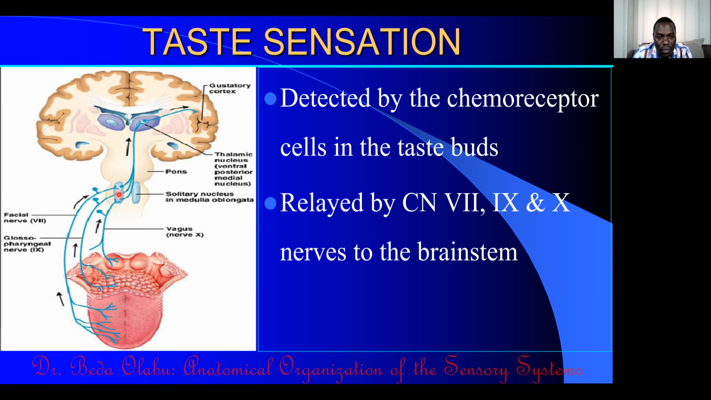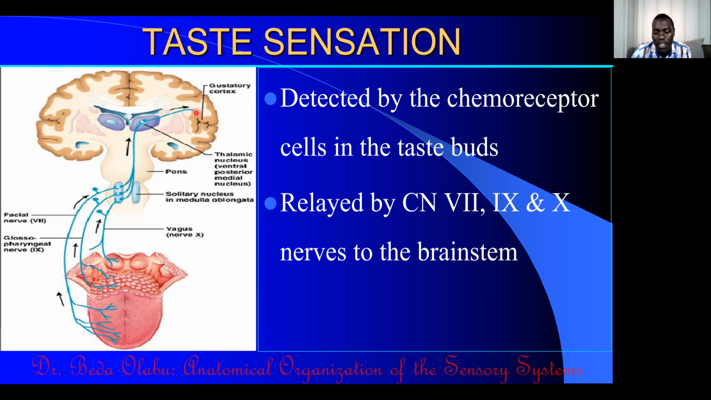From there, we have second order sensory neurons for taste. So what will they do first? They'll cross over, they decussate. After they have decussated, then they'll climb on the opposite side of the brainstem all the way to the thalamus. So these are second order sensory neurons for taste sensation. From the thalamus, we'll have the thalamocortical projection, which means third order sensory neuron from the thalamus to the cerebral cortex.